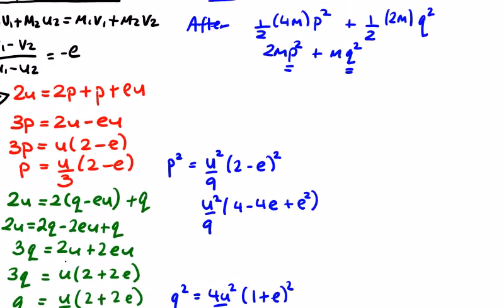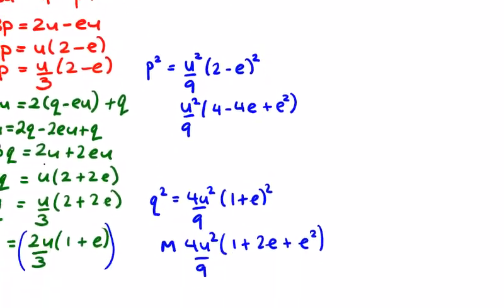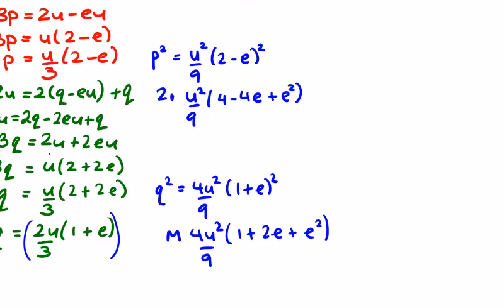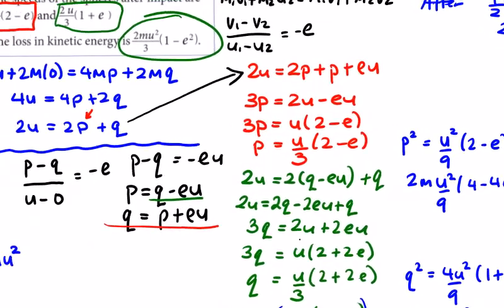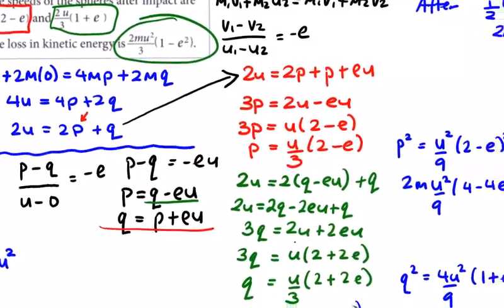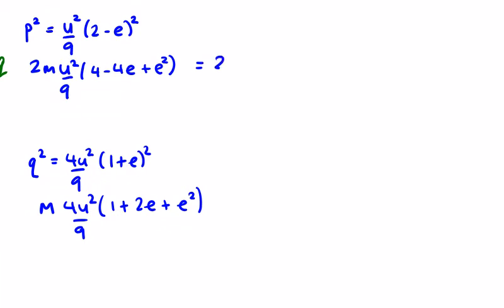And we wanted 2mp squared and mq squared, so I'm just going to put an m here. That's m times q squared, and 2m times p squared. I've got a 2m. So we have to add these two things together. So let's look at the format of the answer. They want 2mu squared over 3 outside the bracket. So let's factor out 2mu squared over 3 from both of these.